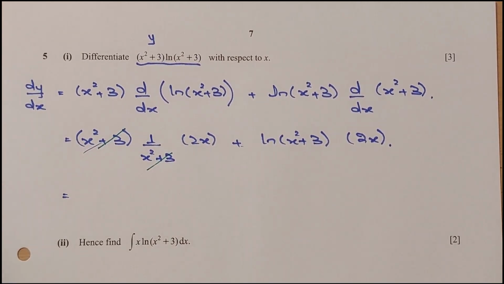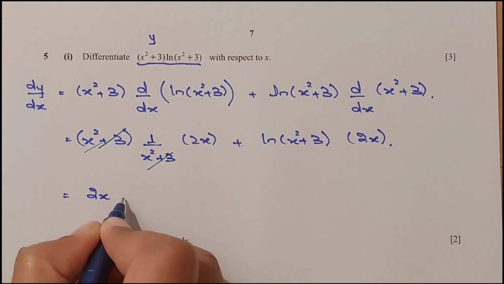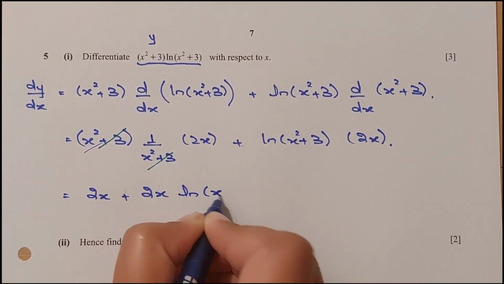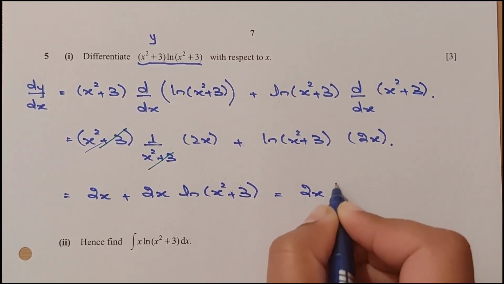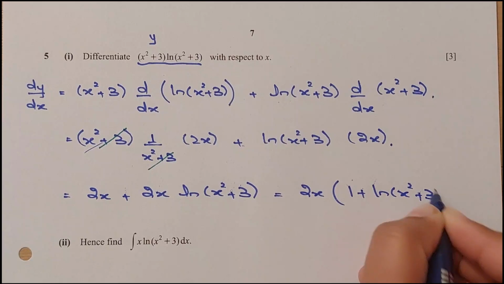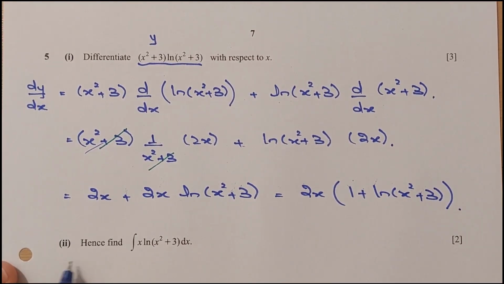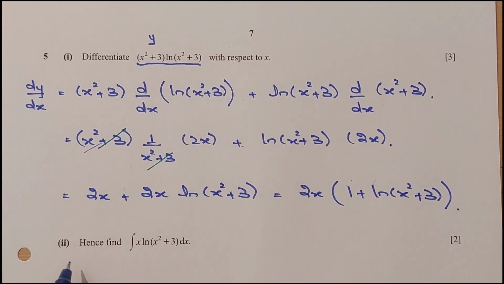So we can cancel these two and we are just left with 2x plus 2x natural log of x square plus 3, or we can take 2x common: 2x(1 plus natural log of x square plus 3). Right. Now for the second part, hence find the integration of this. So it means we have to use the answer from the first part.